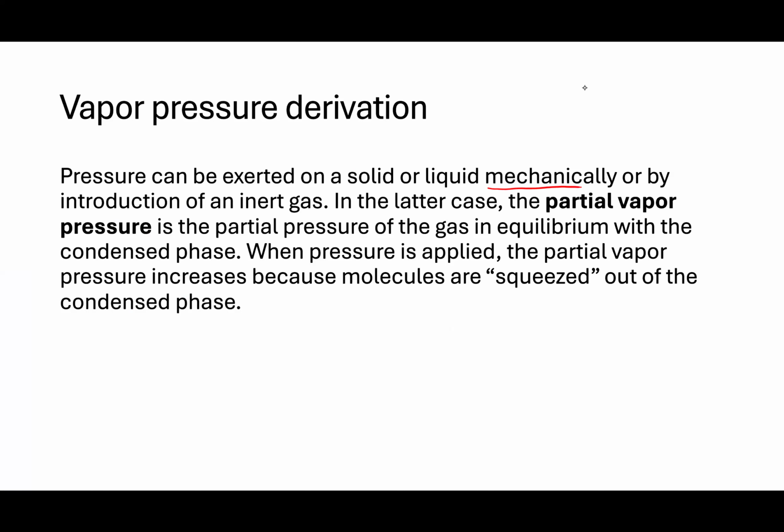If we do it mechanically, then the pressure of gas is just the vapor pressure. If we put in an inert gas, now it becomes the partial vapor pressure, because you have the pressure of the vapor and the pressure of the inert gas. And so this becomes a partial vapor pressure, but really it's going to be mostly the same.